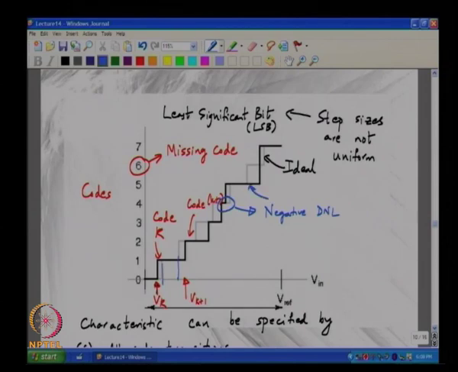What about code 5? Positive DNL. What about code 6? So, for a missing code, the DNL is minus 1. Okay. Understand. And please note that the DNL as a function of code is telling you the width of that code K. So, it is in some sense giving you the local slope of the staircase. You understand?